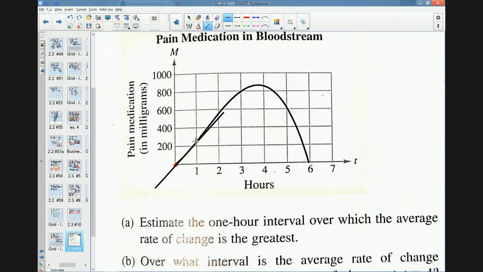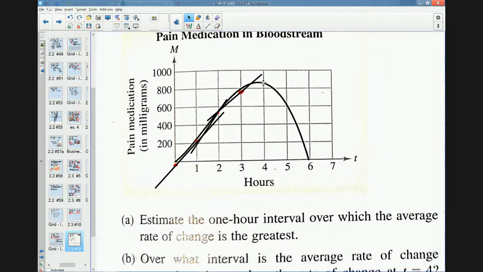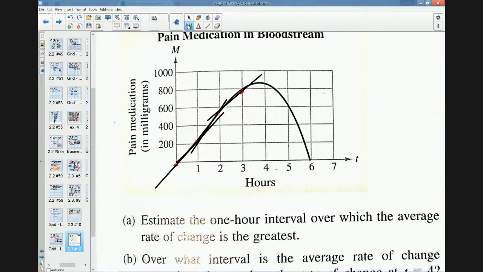Okay, then the second interval would look more like this. And do you see how that slope is a little bit bigger? And then the next interval goes from here to here, and that would look something like this. See how that one's a little bit less tilted up? And of course over here, if we go from here to here, now what's going to happen when you connect those two? It's getting shallower and shallower.